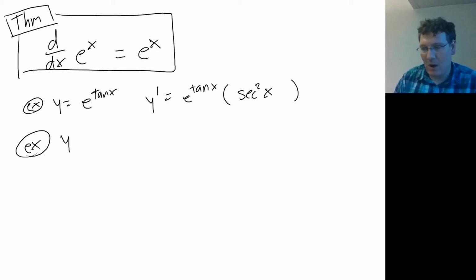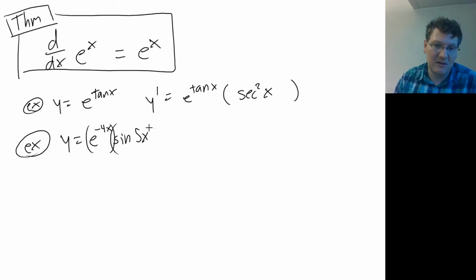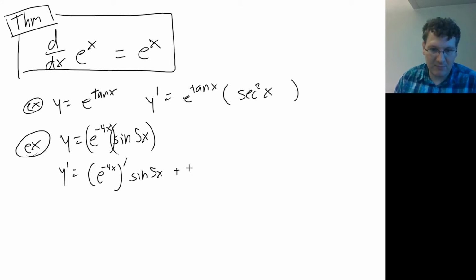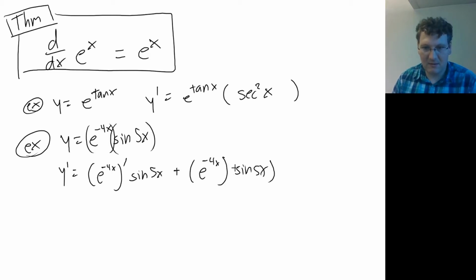Another little example we'll do. Let's take y equals e to the negative 4x times the sine of 5x. So here we've got to use the product rule because we have this one function times this other function. So y prime is going to be e to the negative 4x prime times the sine of 5x plus e to the negative 4x times the sine of 5x prime. So let's just take these derivatives.